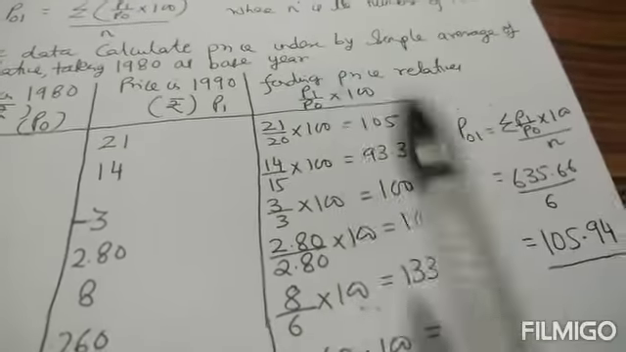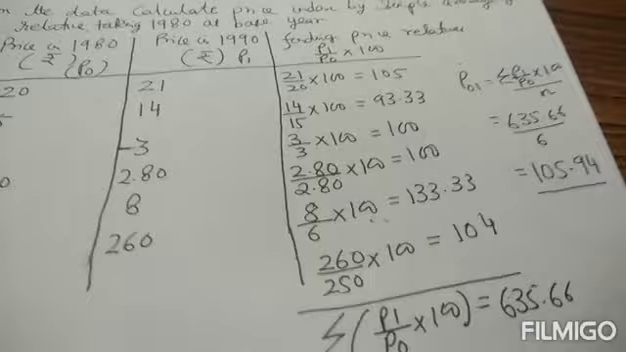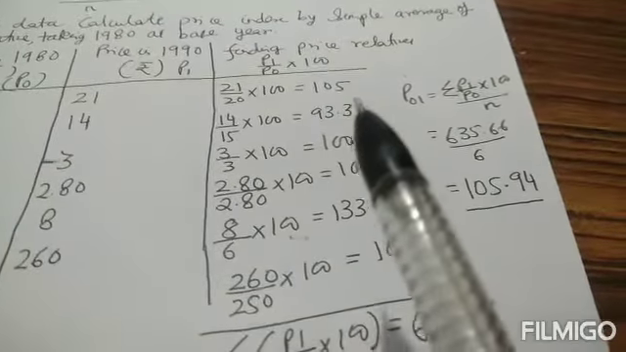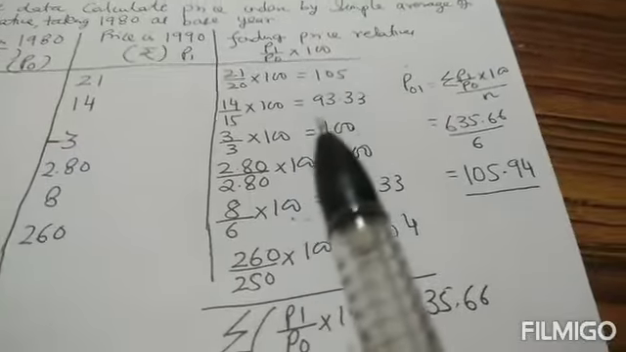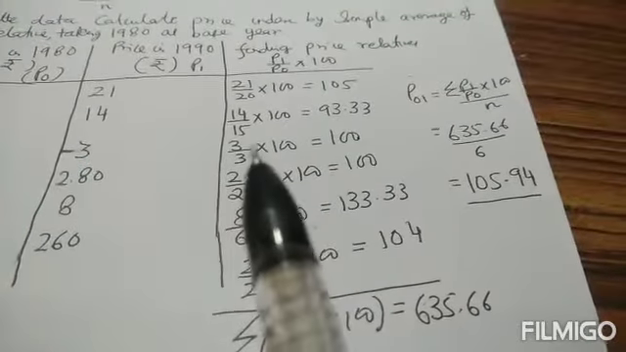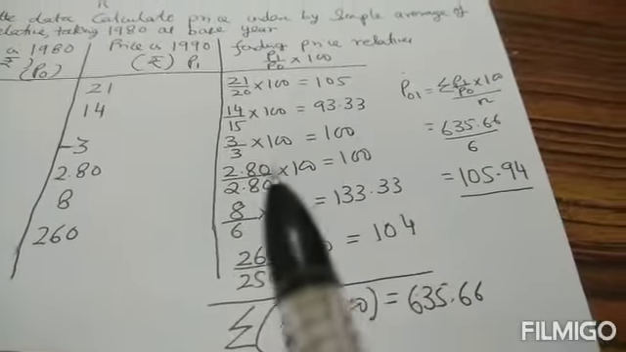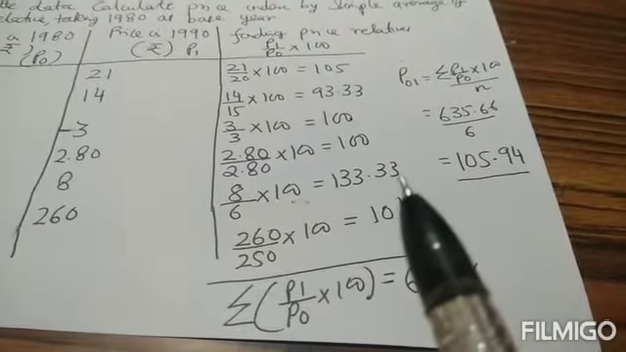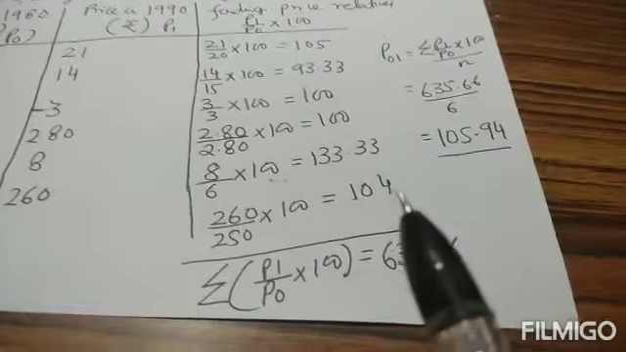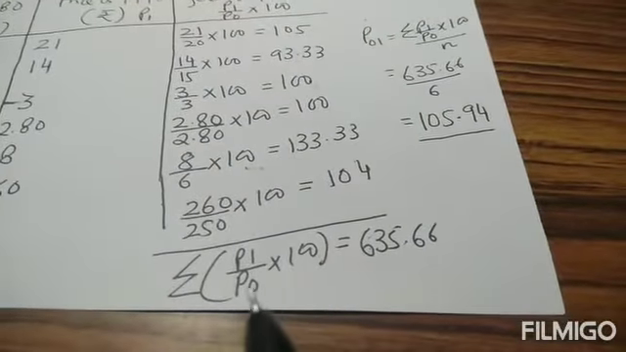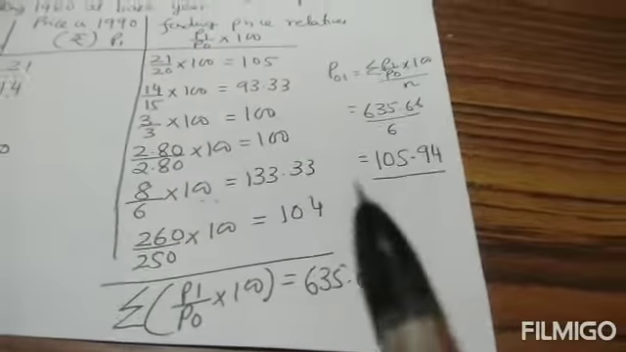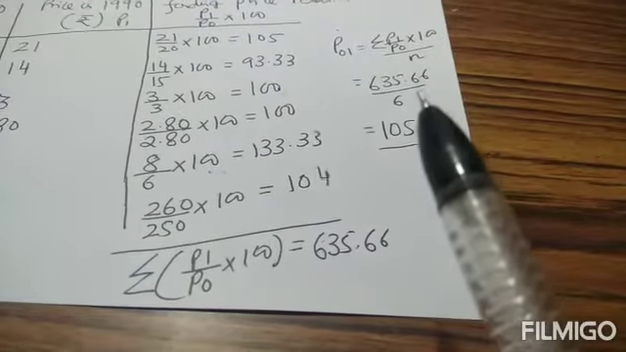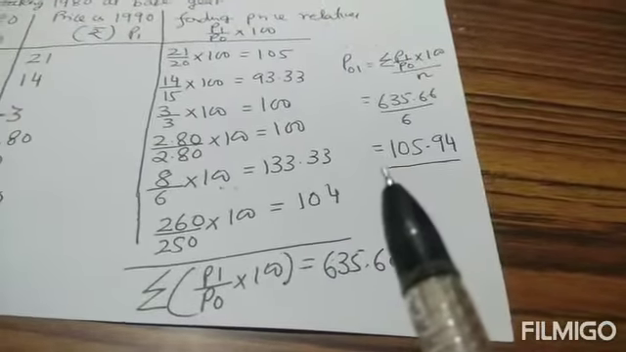Now finding price relative, P1 upon P0 into 100. We have 21 upon 20 into 100, 105. 14 upon 15 into 100, 93.33. 3 upon 3 into 100, 100. 2.80 upon 2.80 into 100, 100. 8 upon 6 into 100, 133.33. And the last is 104. So summation P1 upon P0 into 100 is 635.66. So the index number P01 is equal to 635.66 upon 6, which is 105.94.